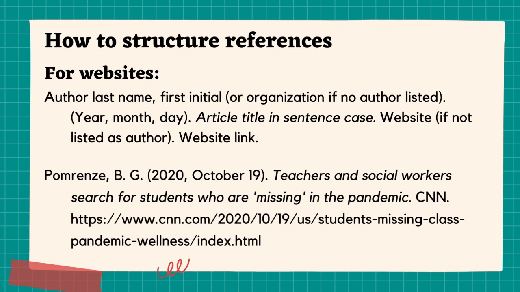Now, websites. These can be a little bit trickier because sometimes it's not always clear who the author is. However, when you do have an author for websites, it is last name and first initial, the year, month, and day, the article title in sentence case and italicized, the website name, and the website link. Let's look at this example. Pomrenz is the author. You can see the year, month, and date. The article title is italicized in sentence case. C&M was the website, non-italicized, and then there is the website link where you can find the article.